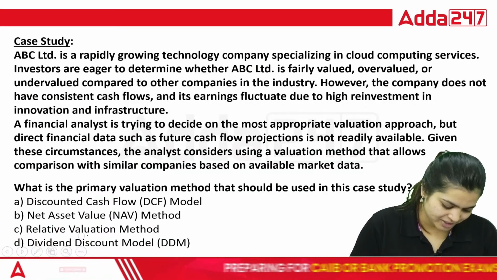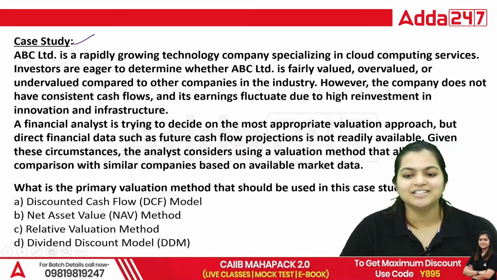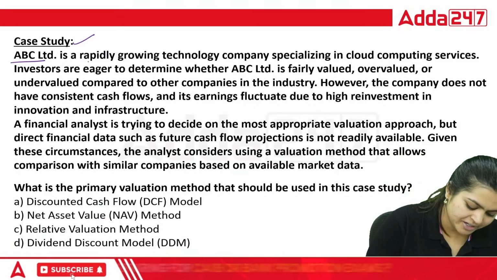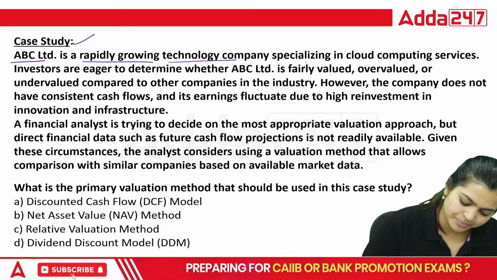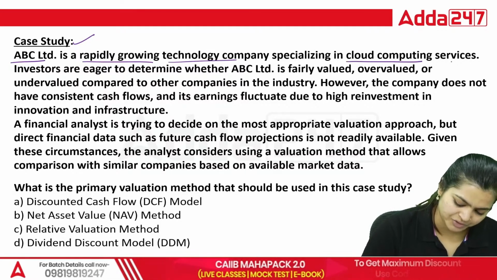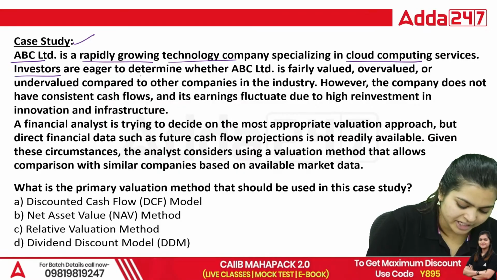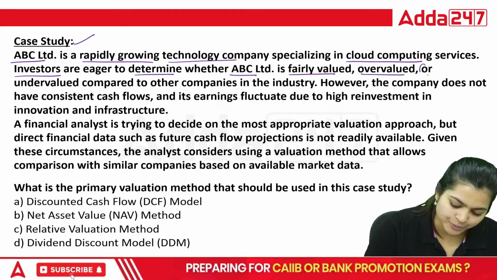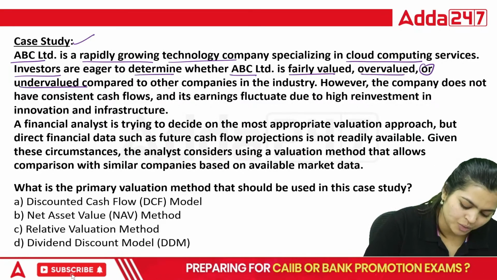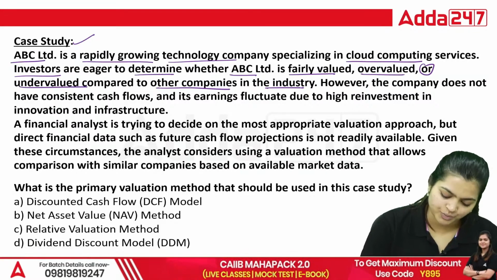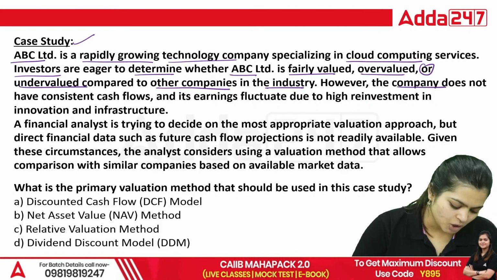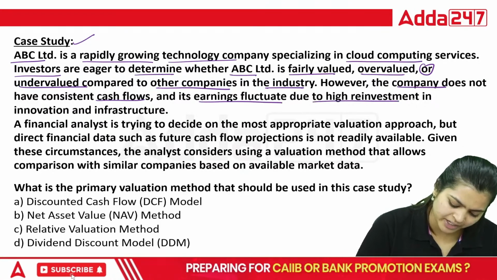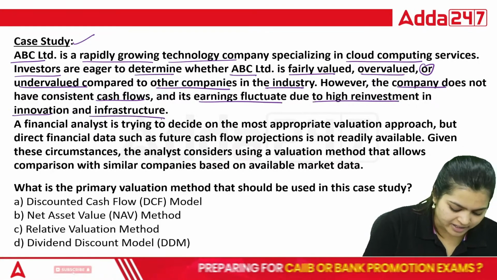So first question is our case study. Let's read it and let's identify the correct answer. ABC Limited is a rapidly growing technology company specializing in cloud computing services. Investors are eager to determine whether ABC is fairly valued, overvalued, or undervalued compared to other companies in the industry. However, the company does not have consistent cash flows. Its earnings fluctuate due to high reinvestment in innovation and infrastructure.